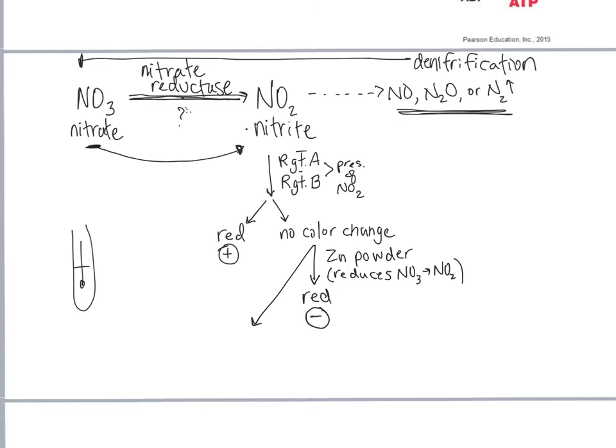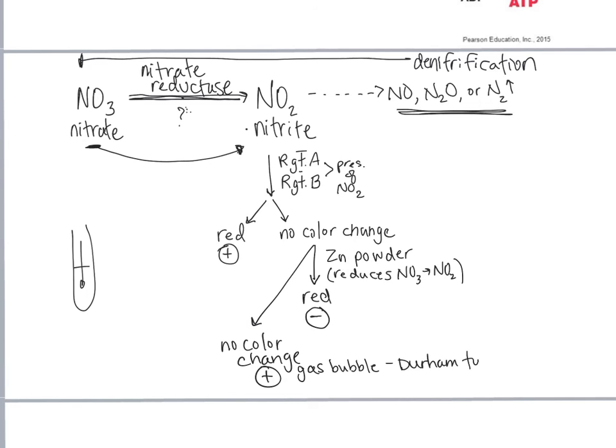If you still get no color change, then you know you have an organism that does possess the enzyme. It's also a denitrifier. You're probably going to see a gas bubble in the Durham tube.